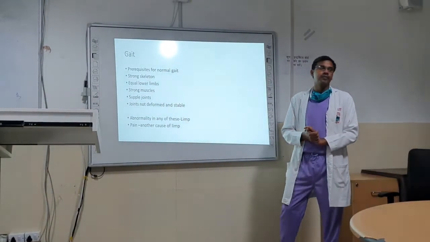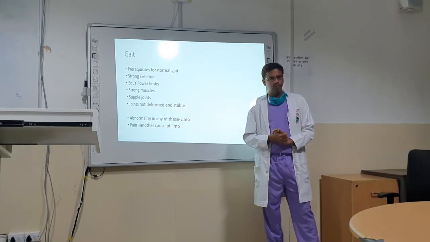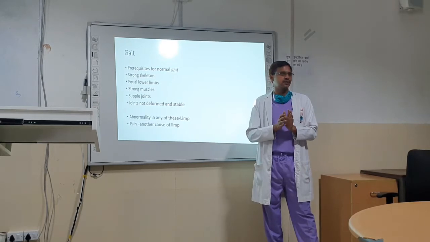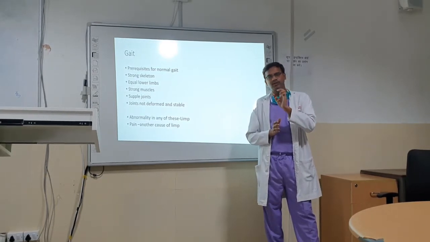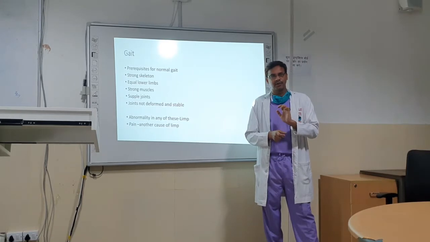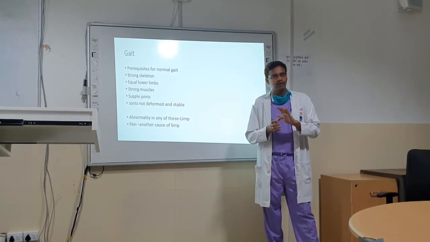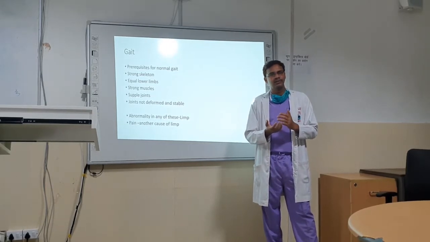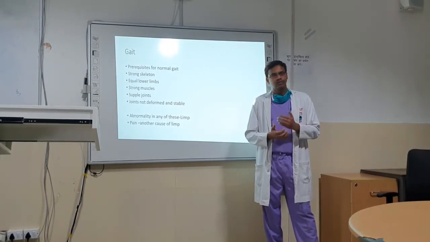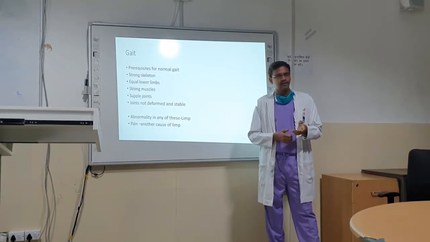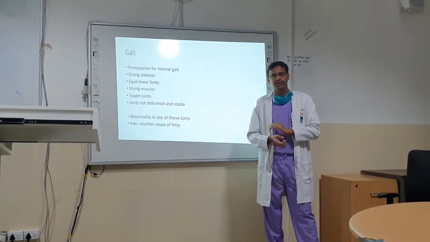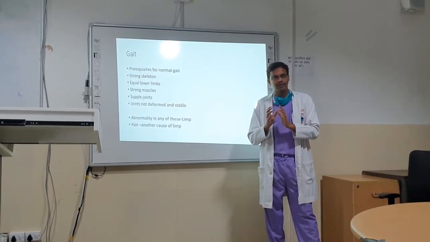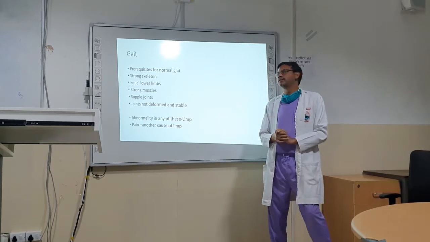And third is strong muscles. The muscles of the lower limbs should not only be strong, but they should be balancing each other. There should not be any co-contractions. Like in cerebral palsy, we see co-contraction of rectus femoris as well as hamstrings, so ultimately there is a stiff knee gait. When one muscle is contracting, the other, that is the antagonist, must be relaxing. The muscles should be strong enough to take care of the moving joint.